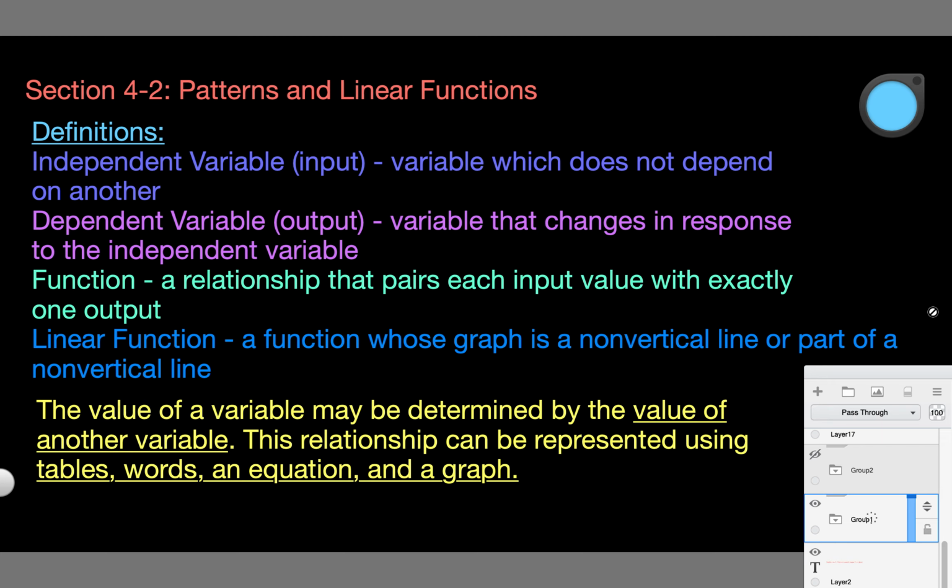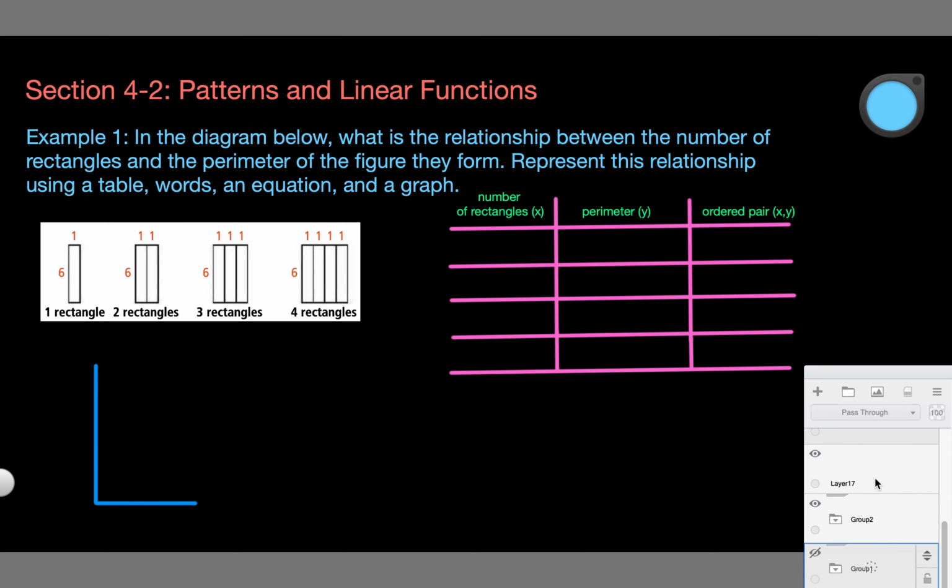Okay? A linear function is a function whose graph is a line that is not vertical, meaning that it's not an up and down line, but it is a line. It's horizontal, it's diagonal, but it's just not straight up and down. And then the value of a variable could be determined by the value of another variable. And this relationship can be represented using four things: tables, words, an equation, and a graph. So we are going to have problems where we're going to do all four of those representations for one specific problem. Okay? So the first problem that we're going to do, again, we're doing all four specific parts for it.